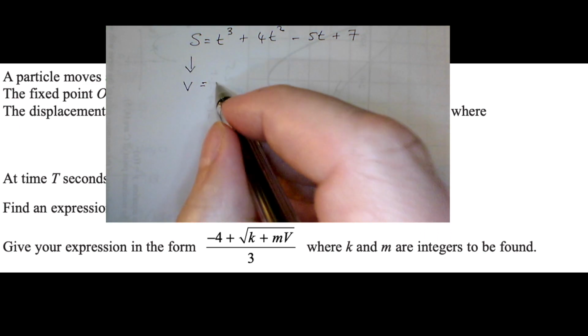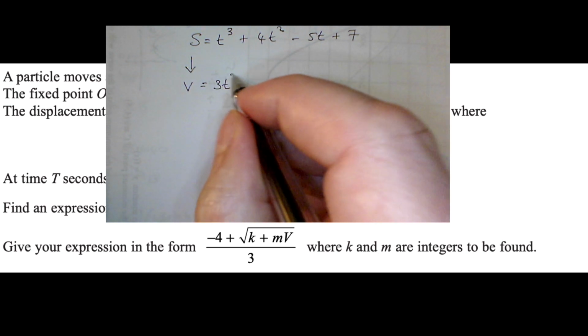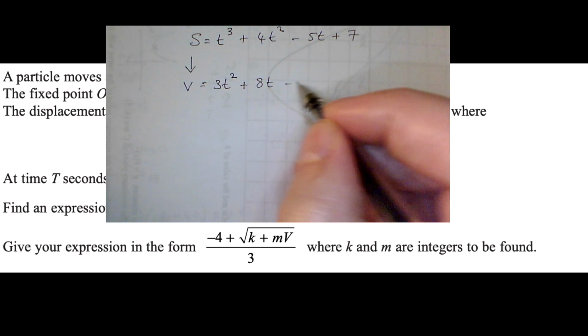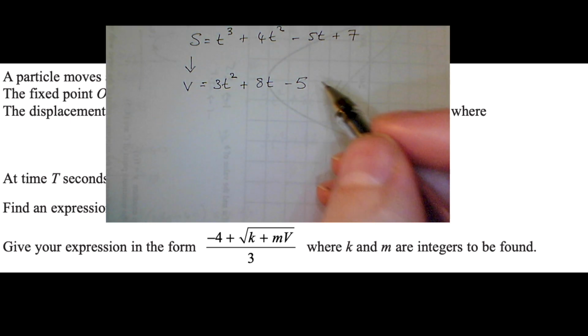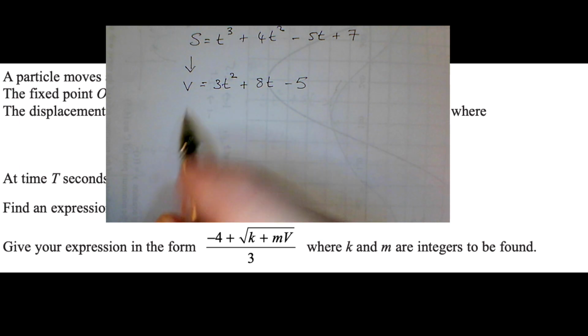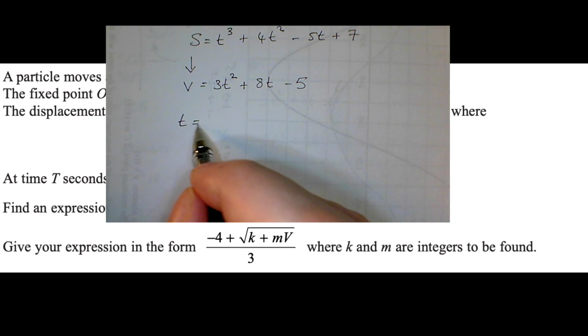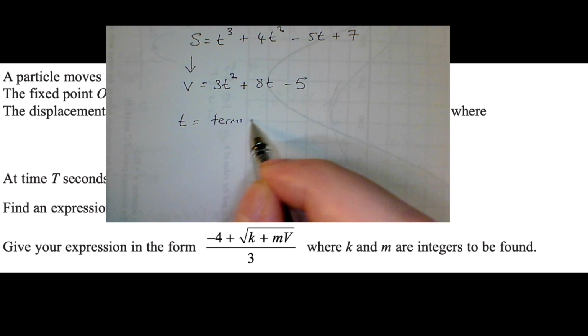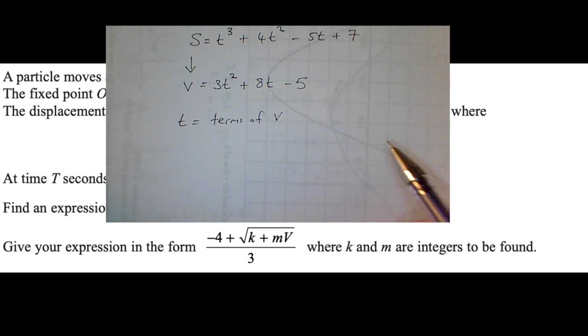So I've got displacement, which is different from distance. Displacement is very similar, but it's the absolute distance between you and where you've travelled. It's not the actual distance you might have travelled. Okay, it's just how far away you are from where you started. If I differentiate that, t cubed becomes 3t squared, 4t squared becomes 8t, and 5t becomes 5. And so you're going to get v is equal to 3t squared plus 8t minus 5.